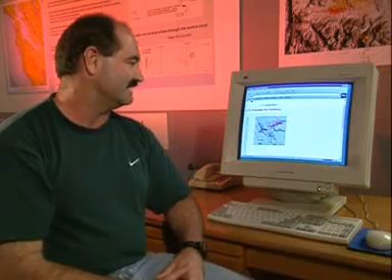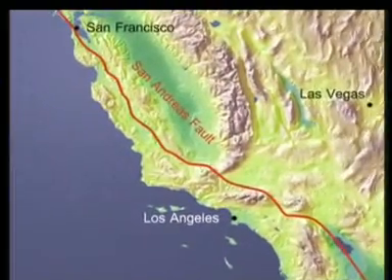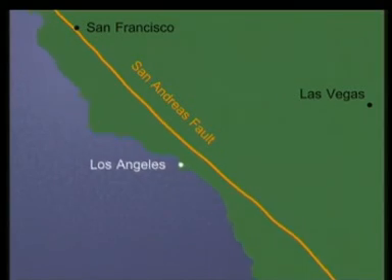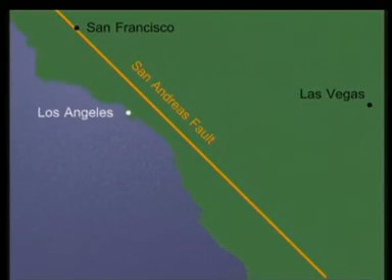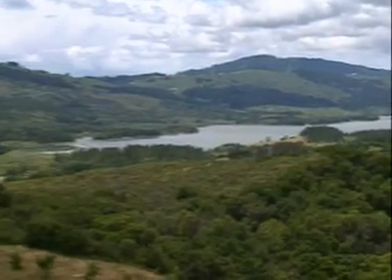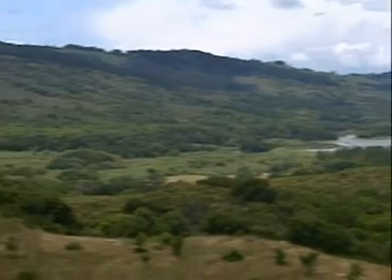What this means is that Los Angeles eventually, millions of years from now, will be far to the north of San Francisco, and their climate probably will be much worse than ours is in San Francisco today. The San Andreas Fault runs through this lake and on through the valley.